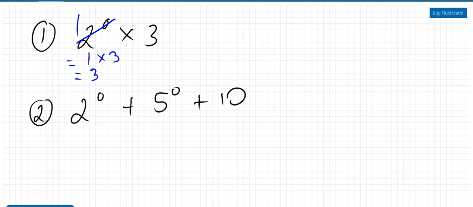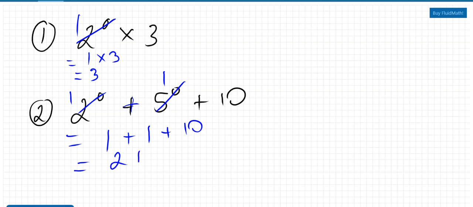With number 2, once again, I can see I've got plus here, not times. That's okay. My powers come first. So 2 to the power of 0 is 1. 5 to the power of 0 is 1. Let's write it out now. I've got 1 plus 1 plus 10. So 1 plus 1 is 2, and then 2 plus 10 is 12. So you should have had 12 as your answer for that one.